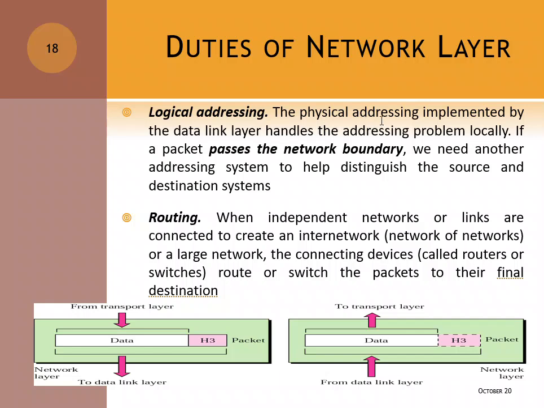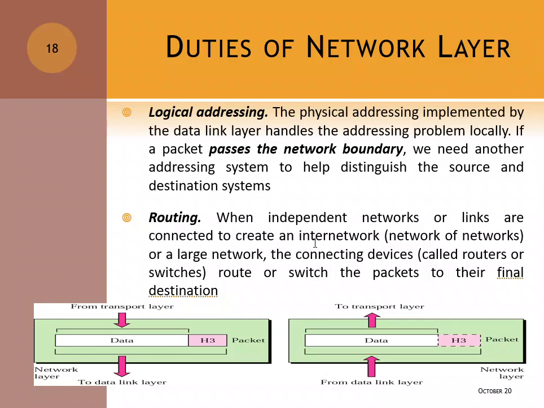The physical addressing implemented by data link layer handles the addressing problem locally. If a packet passes the network boundary, maksudnya sender dan receiver berada dalam network yang berbeza, we need another addressing system to help distinguish the source and destination system. Okay, routing. Okay, the second duty of network layer is routing.